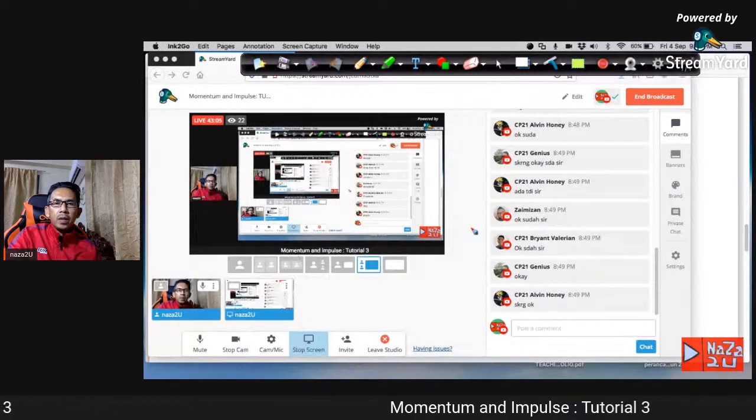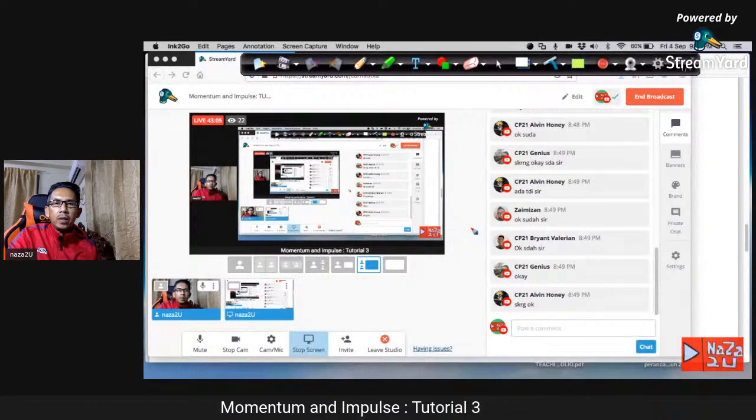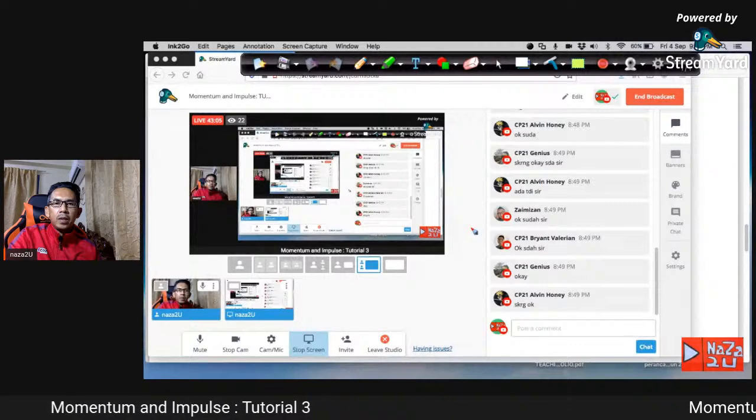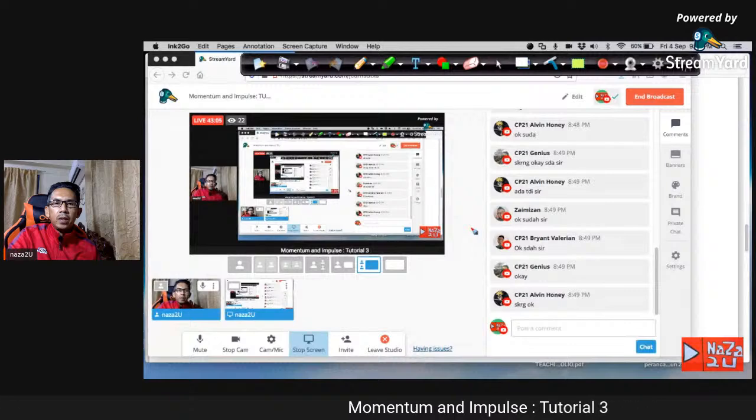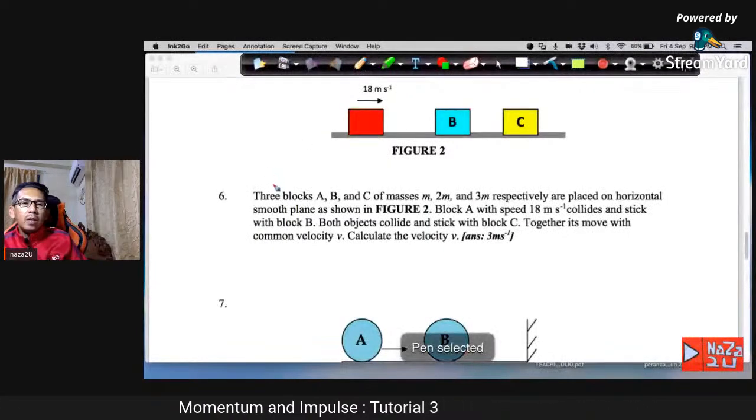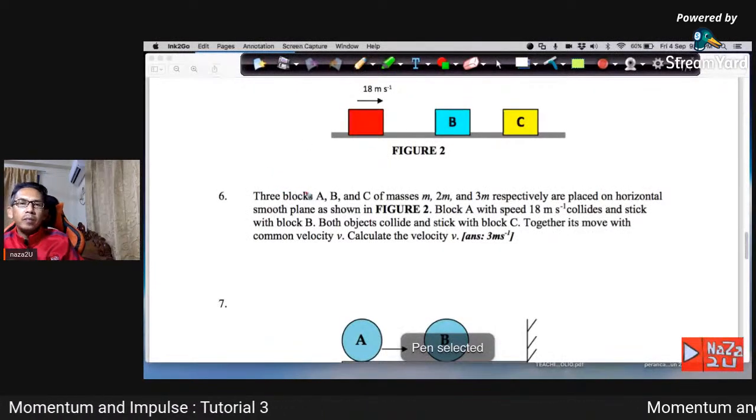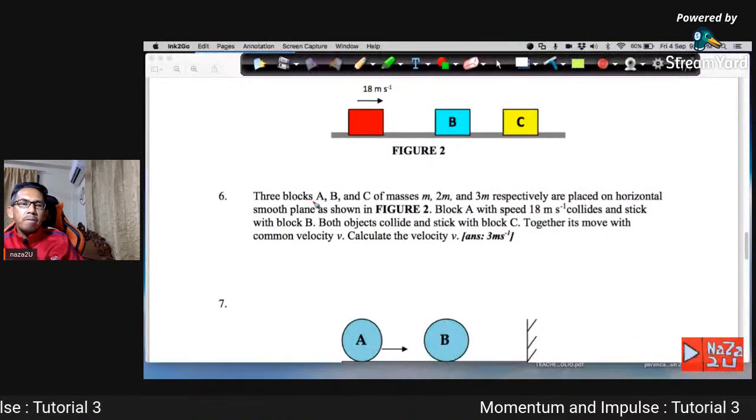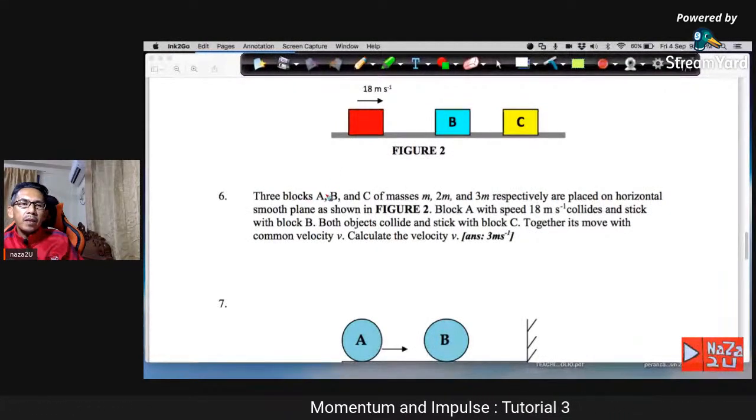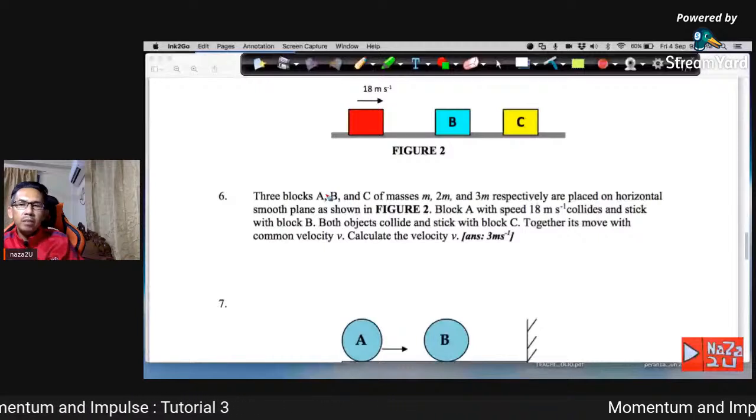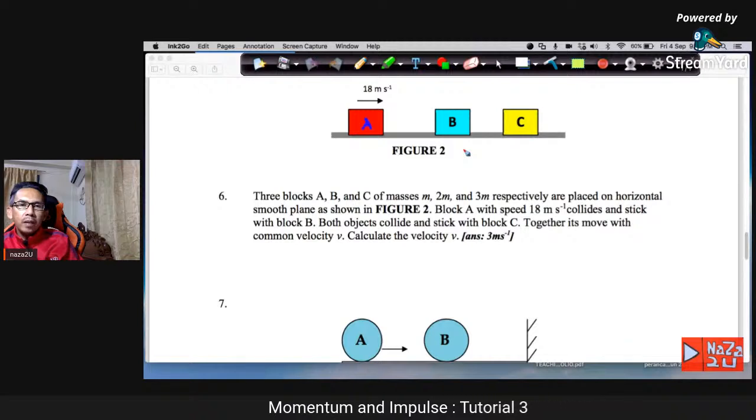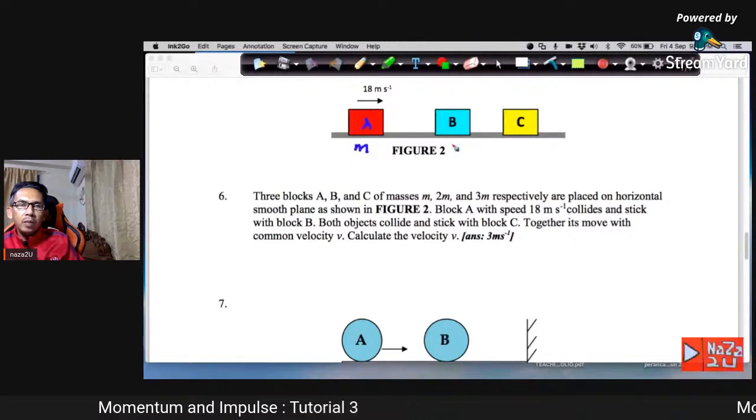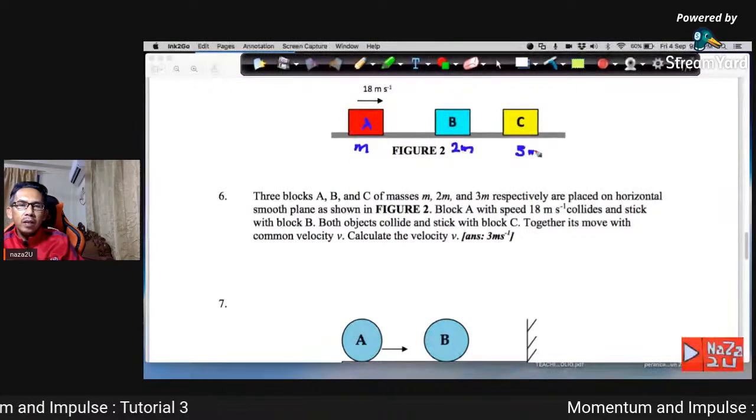Okay, continue to question number 6. Now, question number 6. Three blocks: block A, block B, and block C. This is M, and this is 2M, and this is 3M.